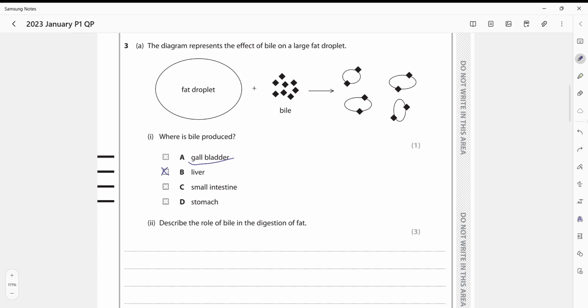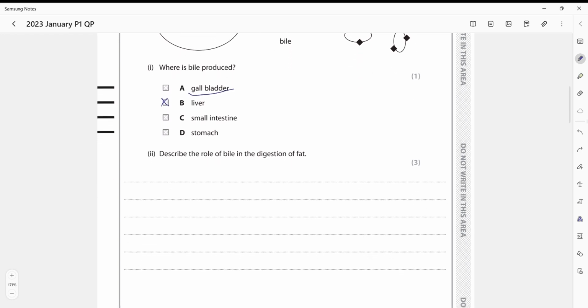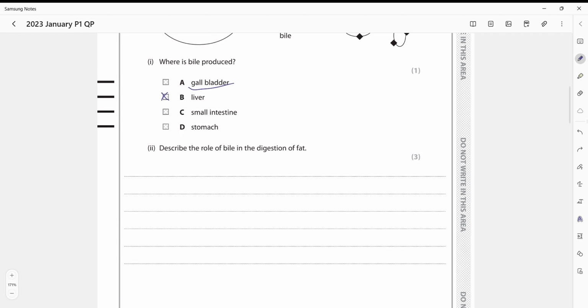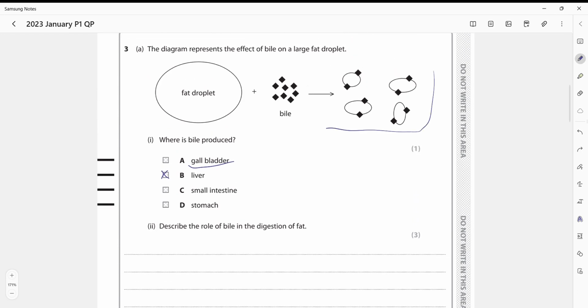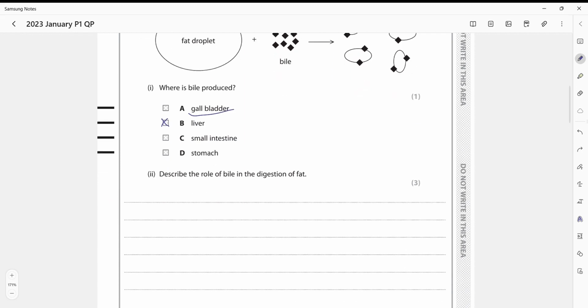The other function is to neutralize the pH. So if you recall, the stomach is very acidic, and then when the digested material from the stomach enters the small intestines, the bile is used to neutralize the pH, so it's no longer acidic. So those are the two functions. So number one is that it emulsifies fat. So this is what emulsifying does.